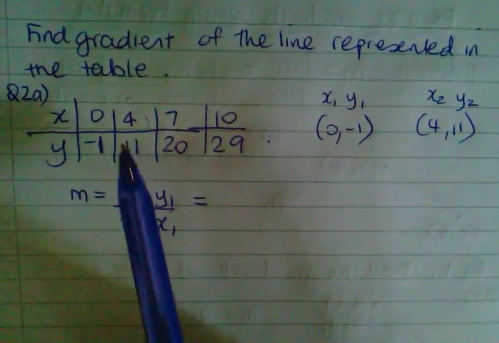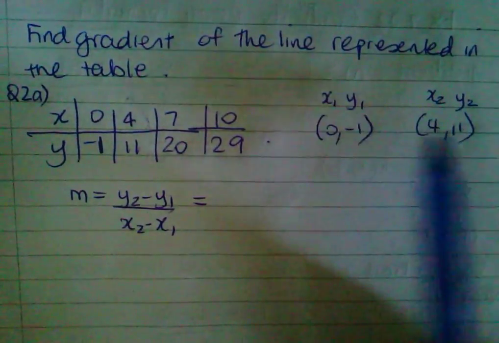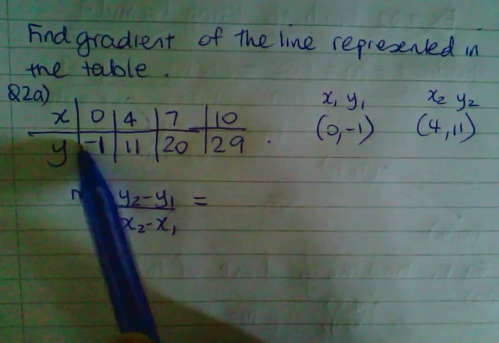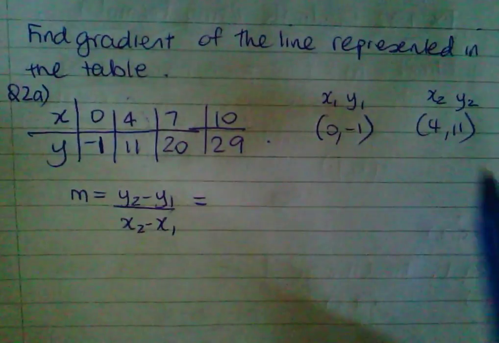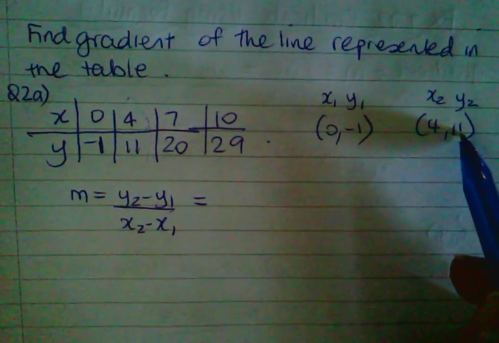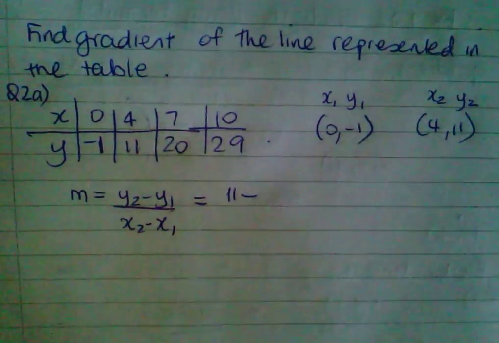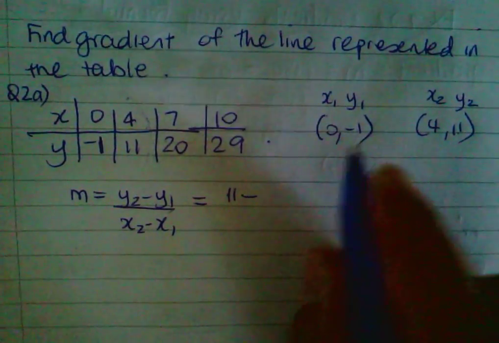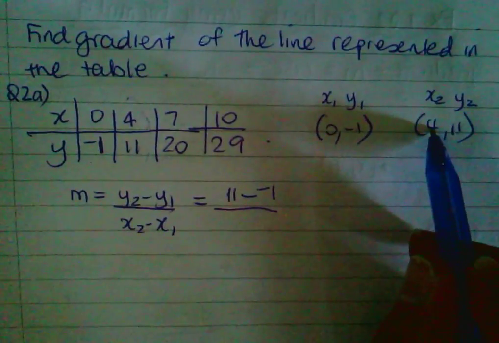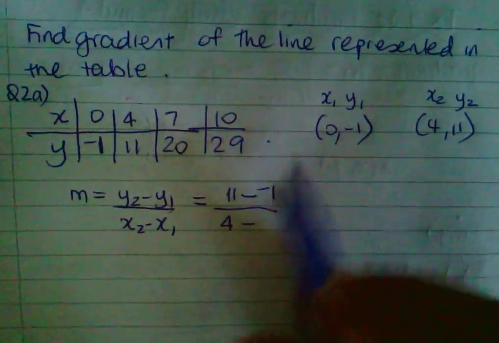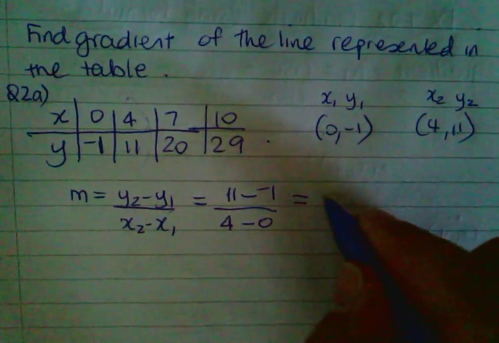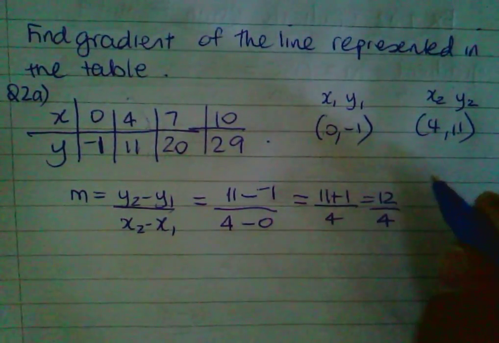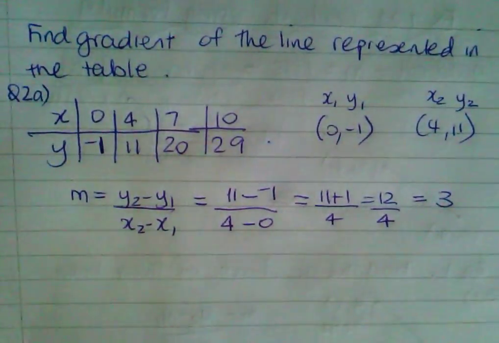I mean, you can just do it from the table. If you do it from the table, you'd go this y value minus that y value, over this x value minus that x value. Does that make sense? Or you can write the points out separately and go y2 minus y1. What's that? 11 minus, now what's y1? 11 minus negative 1 over x2 is 4 minus 0. So 11 minus negative 1 is 11 plus 1, which is 12, over 4, which is a gradient of 3.